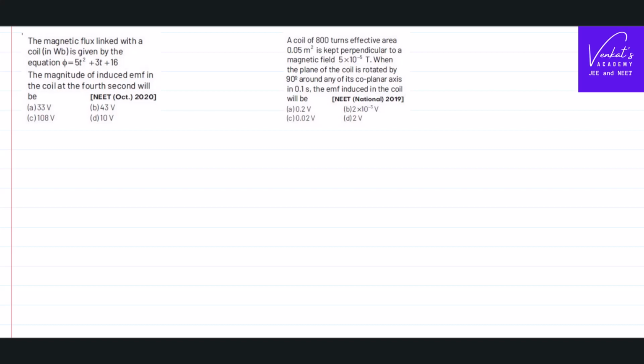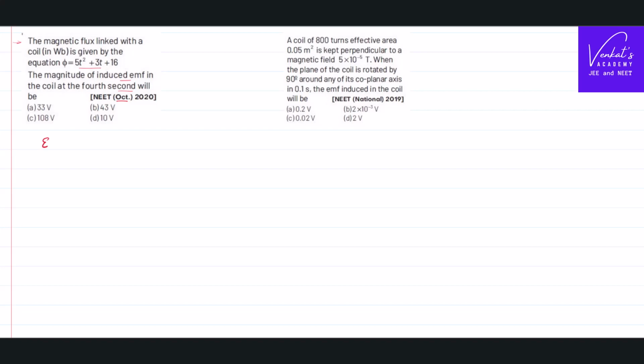These are the two questions that we are solving in electromagnetic induction. See the first question, what it is. The magnetic flux linked with the coil is given as phi equals some equation. The magnitude of the induced EMF at the fourth second will be how much?